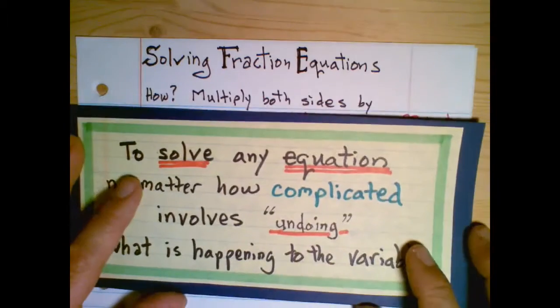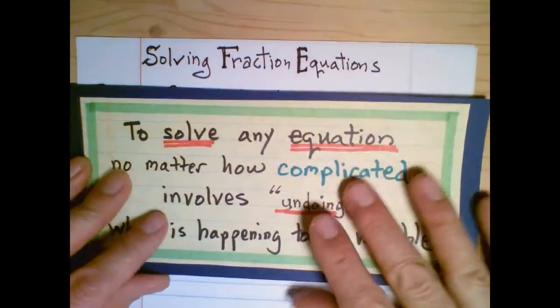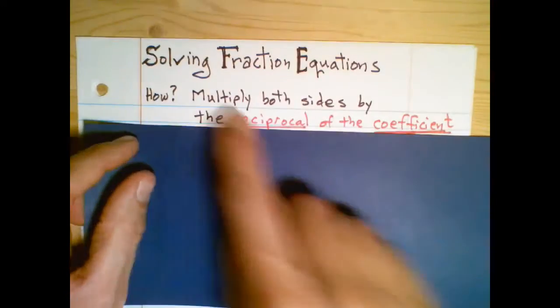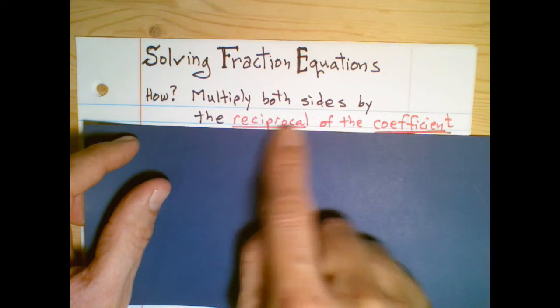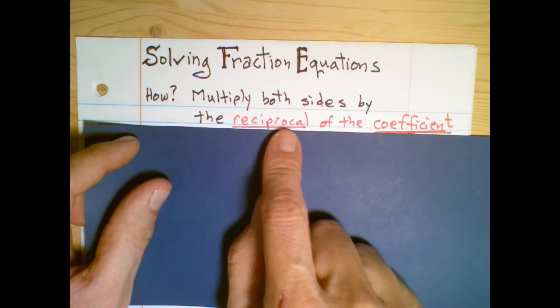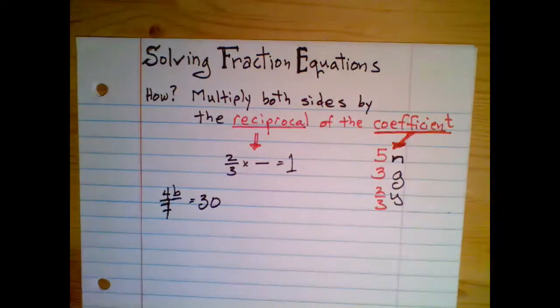So, how are we going to solve these fraction equations? In today's video, what we're going to do is multiply both sides of the equation by the reciprocal of the coefficient. So, quick reminder, what is a reciprocal?